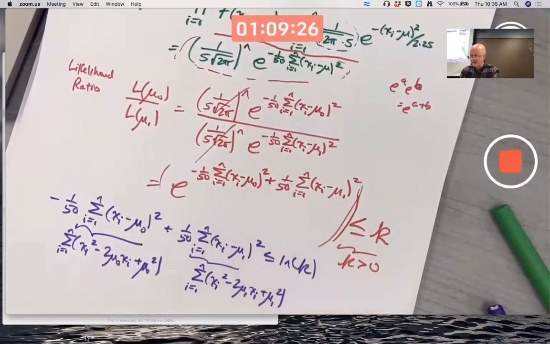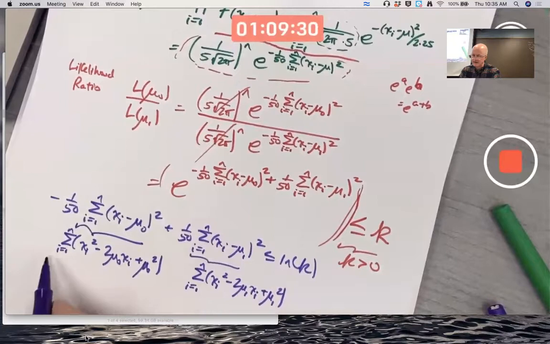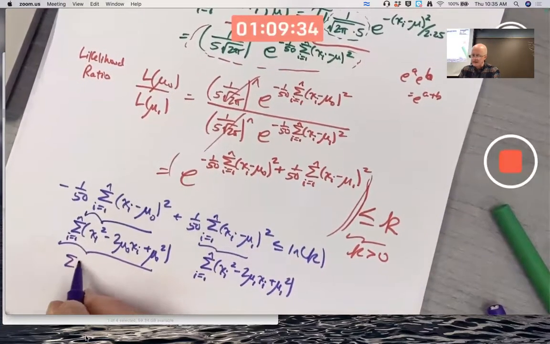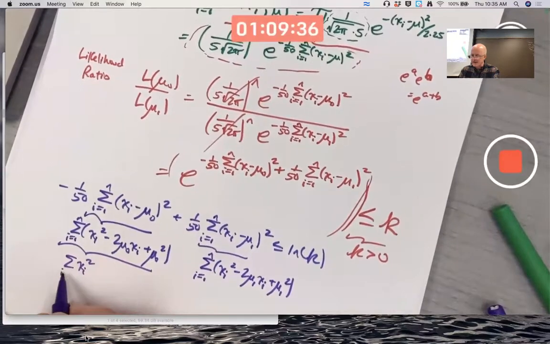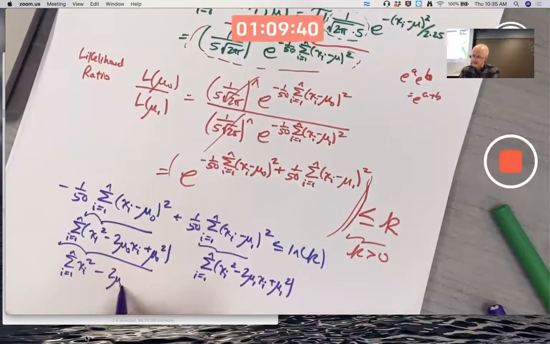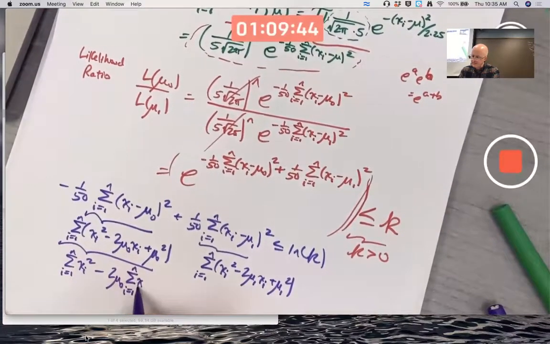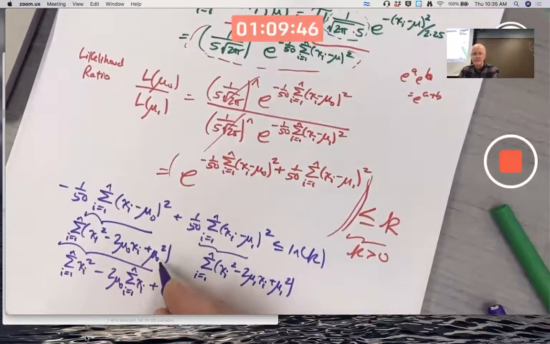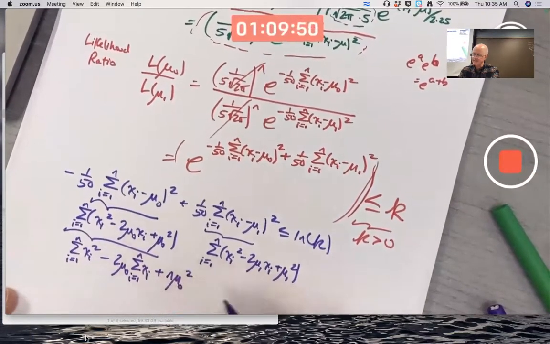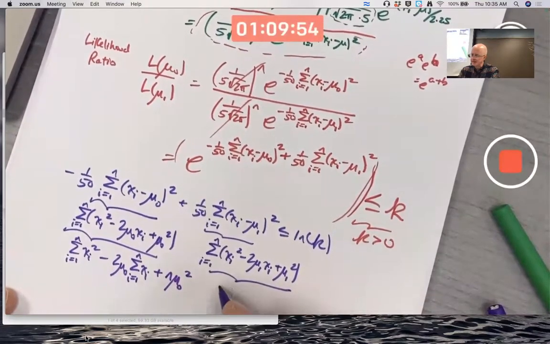I could also multiply both sides by 50. I could split these summations into different summations. This one is the same as this, ultimately because of the commutative property of addition. And then the sum of the mu0 squareds is just n times mu0 squared, because mu0 squared is a constant. Something similar with this one.